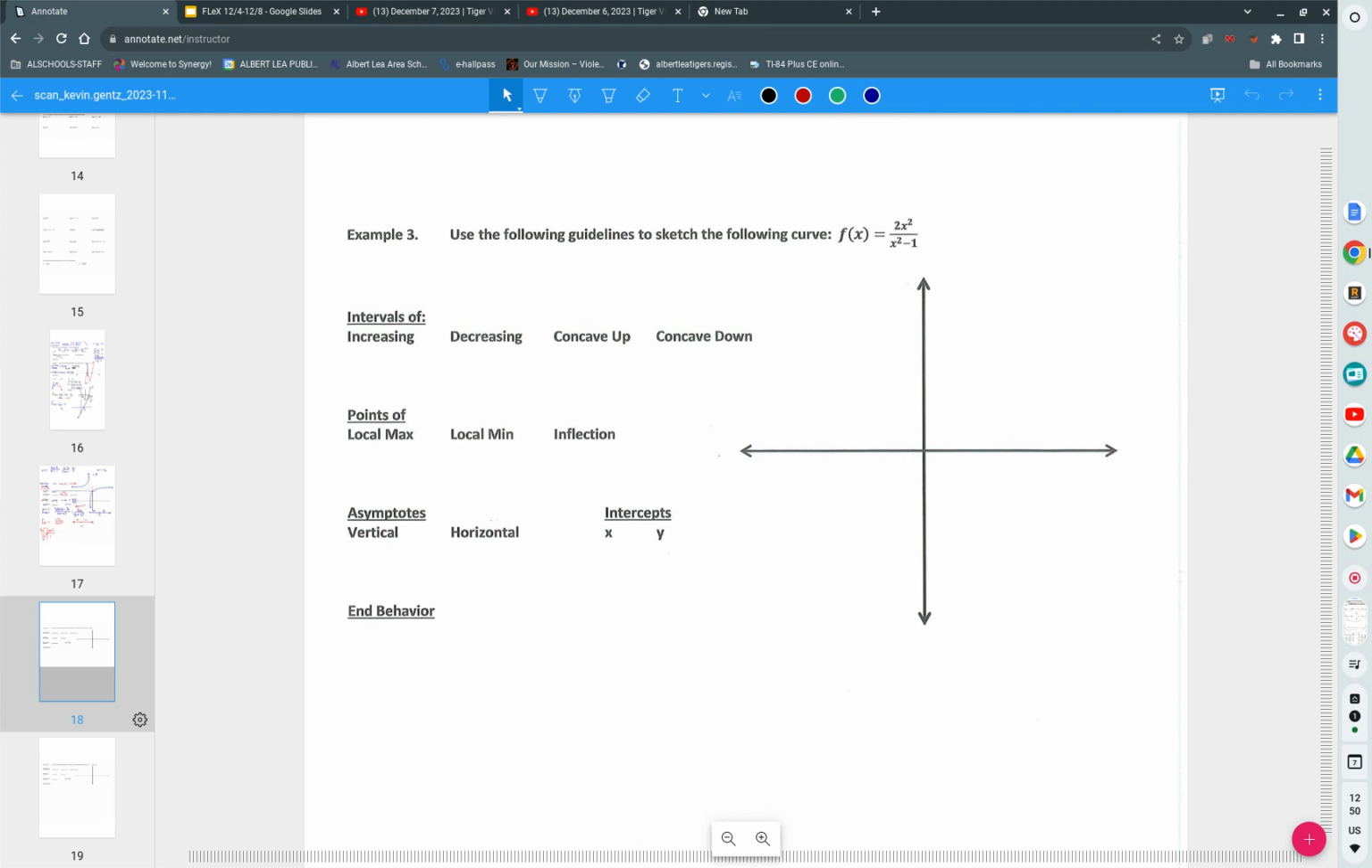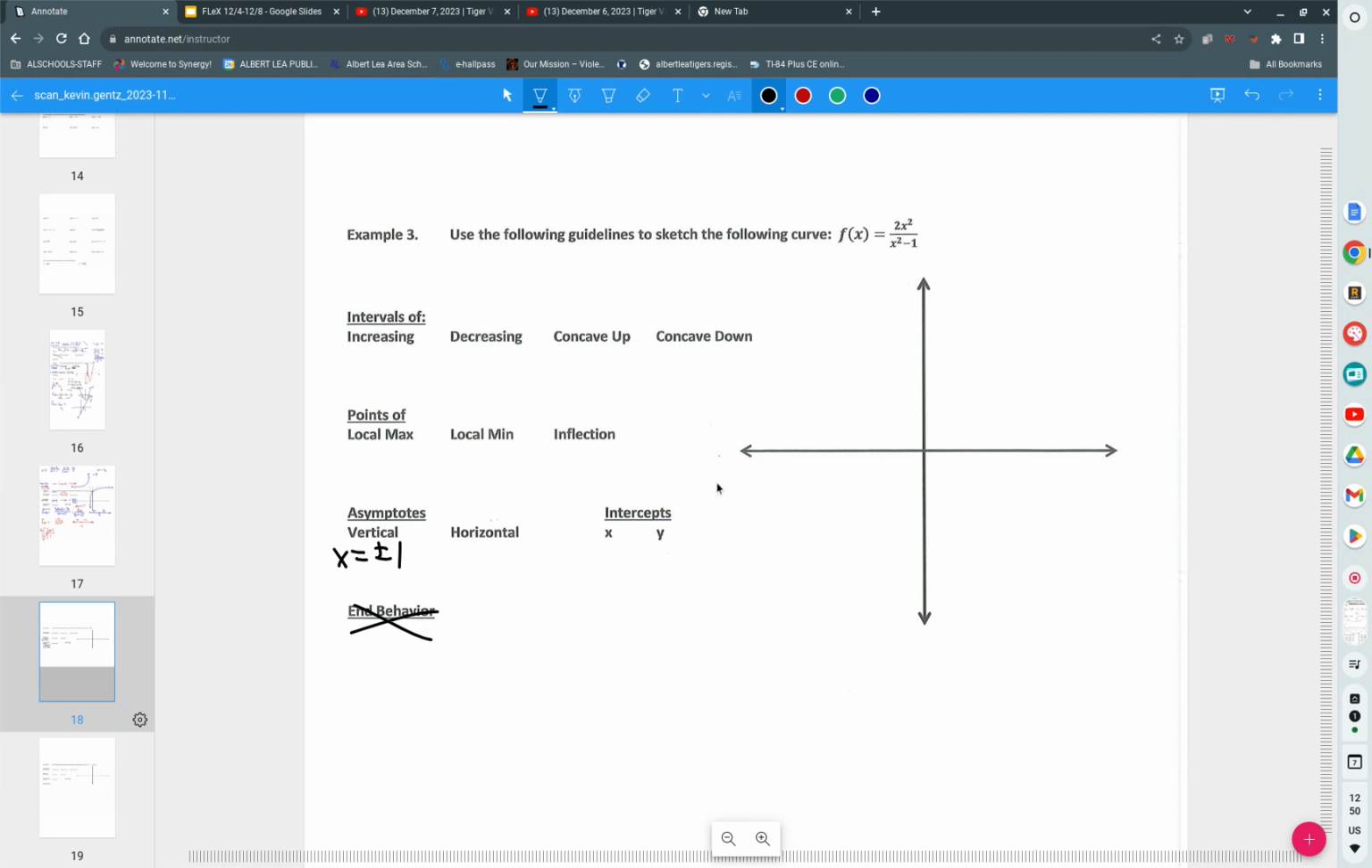It's going to have an asymptote. Okay, asymptote, vertical asymptote probably where? One and negative one. Yeah, so vertical asymptotes are at x equals positive 1 and negative 1. Okay? Horizontal at 2. Yes, horizontal at 2.